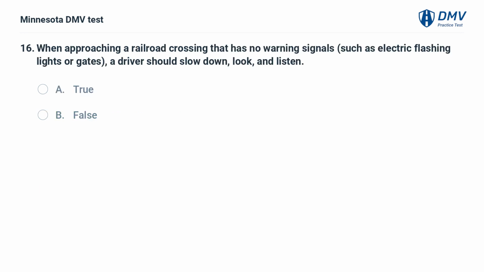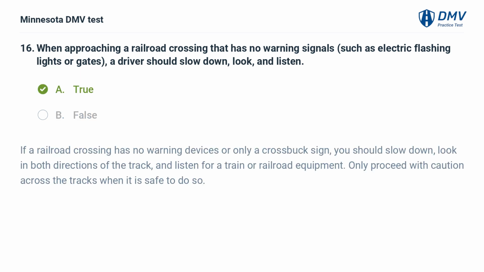When approaching a railroad crossing that has no warning signals such as electric flashing lights or gates, a driver should slow down, look, and listen. A. True. B. False. A. True. If a railroad crossing has no warning devices or only a crossbuck sign, you should slow down, look in both directions of the track, and listen for a train or railroad equipment. Only proceed with caution across the tracks when it is safe to do so.